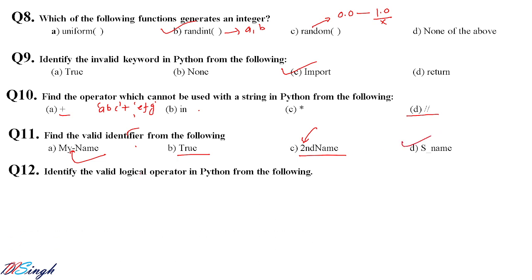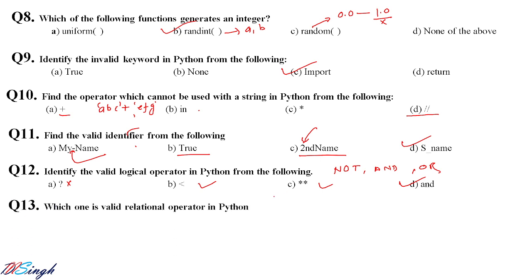Next, identify the valid logical operator in Python from the following. So logical operator is going to generate the output in true, false, and there are three logical operators: not, and, or. These are three logical operators. Let us see. There you have, this is a logical operator. This is not an operator in Python. This is a relational, and this is a power operator or exponent operator.